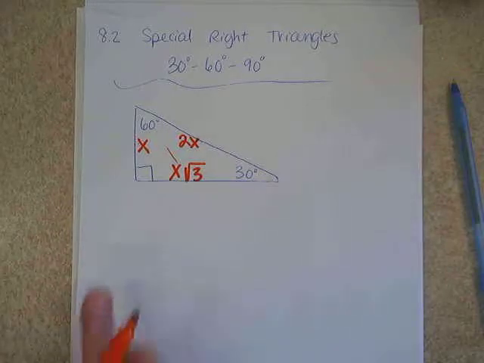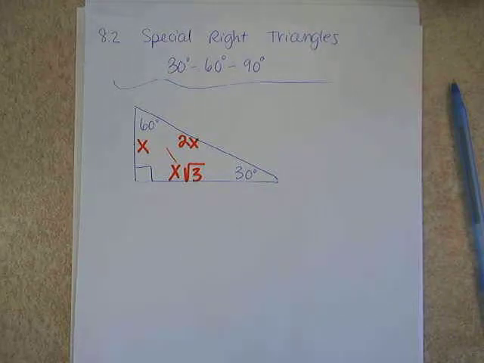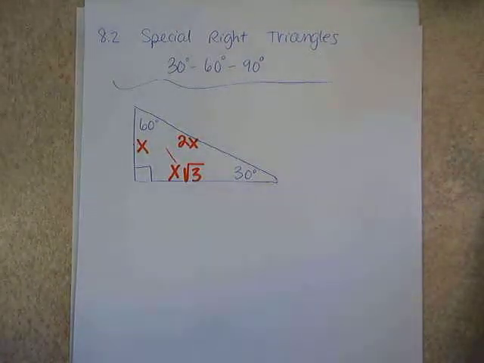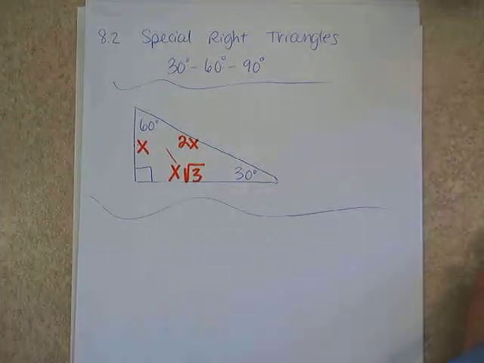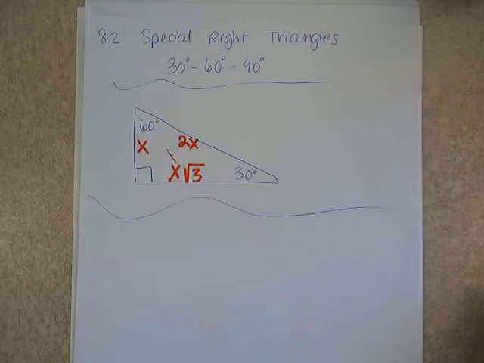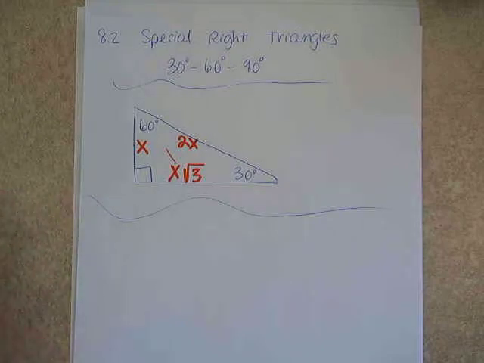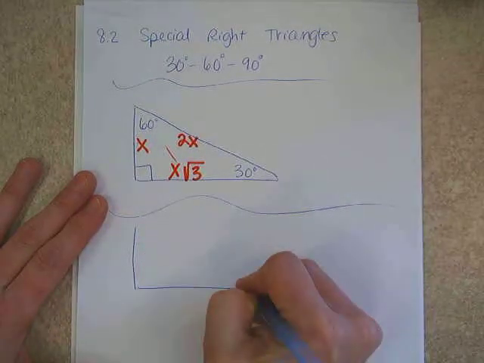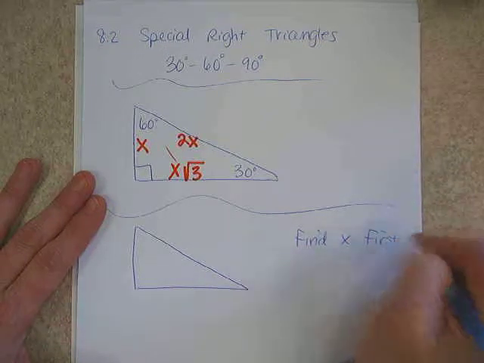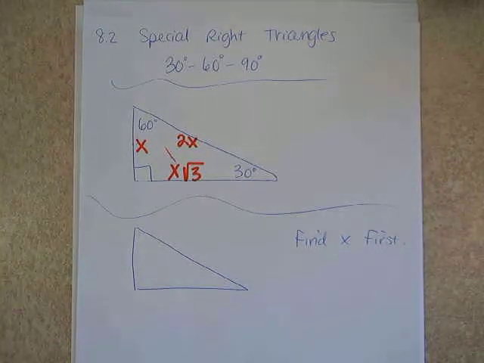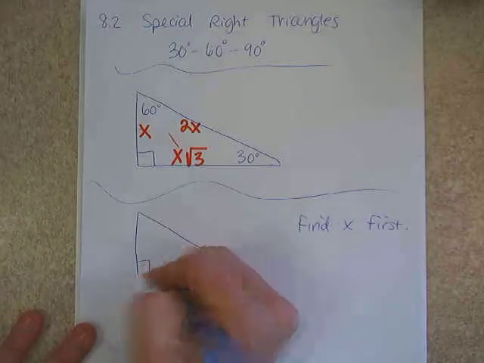Now if I switch the 30 and the 60, then obviously the x and x radical 3 would be different. So the first part that's important is making sure you get those in the right place. Now remember, one of the things that makes this handy is we really only need one side length to find the others. Depending on what they give you, and we'll do a couple examples so you can see each possibility, your goal always is to find x first, because once you know what x is, we can plug it in and find the other sides.